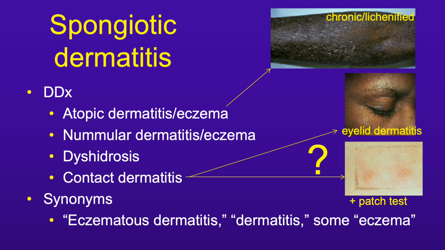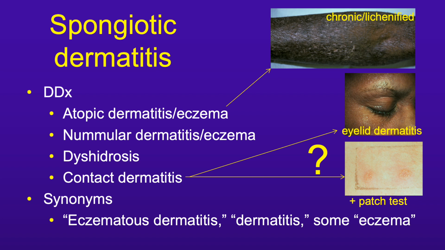When dermatologists and other clinicians say, oh, the patient has a dermatitis, more often than not, they're referring to what on biopsy would be reported as a spongiotic dermatitis. So spongiosis is the hallmark of these entities.